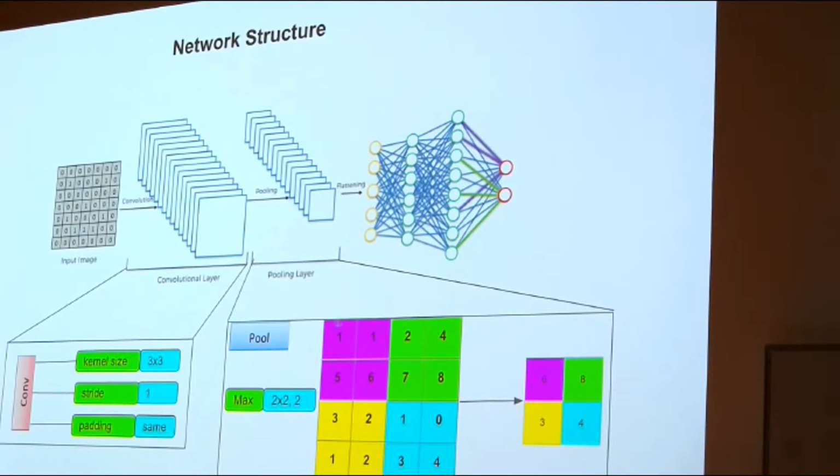For example, in this 2x2 region, we have 6 as the maximum, and we get 6 here. And here, in the green region, we have 8 as the maximum, and then we just take that. And then 3, and then 4 come in here. This is max pooling. So it's just taking the maximum value in that region.